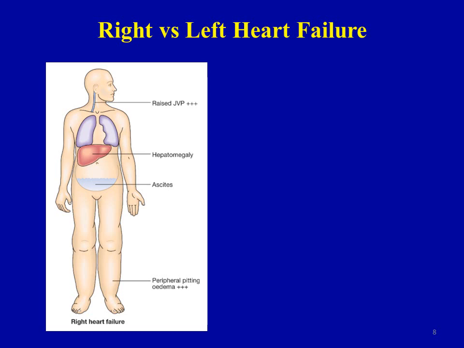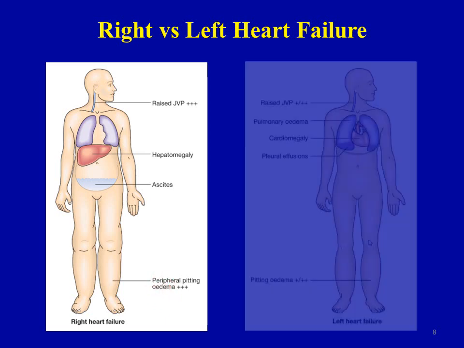Okay, so here we can see the possible signs in a patient with right heart failure: raised jugular venous pressure, hepatomegaly or enlarged liver that is palpable on abdominal examination, ascites, accumulation of fluid or transudate in the peritoneal cavity, plus pitting lower limb edema or peripheral edema, especially in the lower limb.